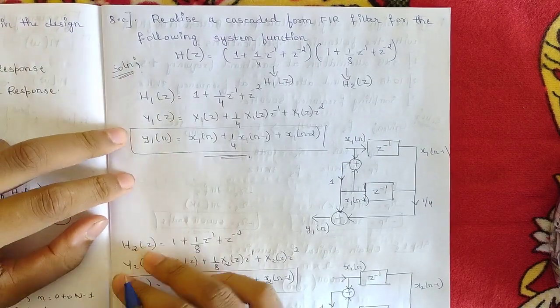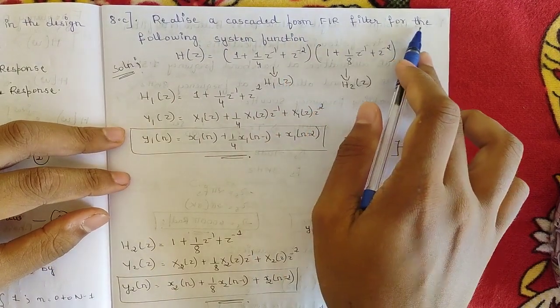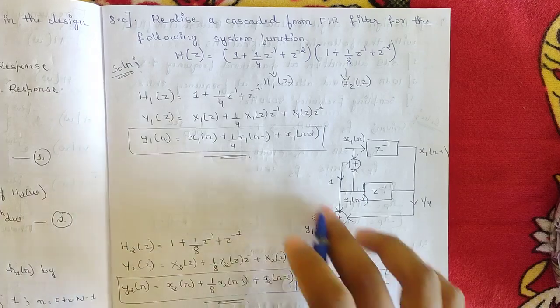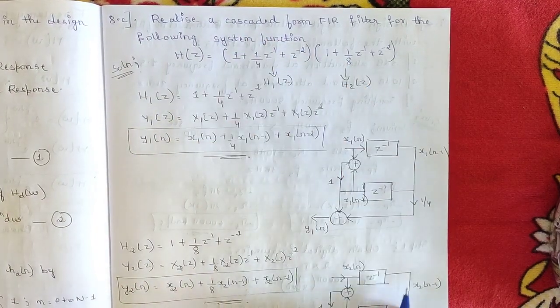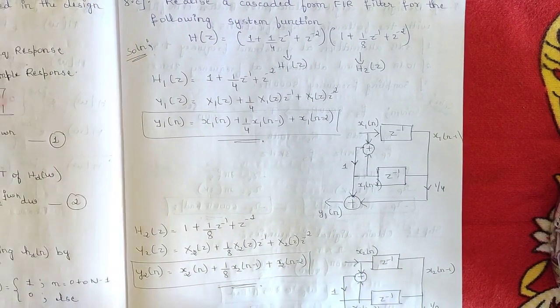This is the next question, 8c. Realize a cascaded form FIR filter for the following system function. So this is the next question. Again, they mention to write the cascaded form structure. Again, cascaded form structures, it's very easy. I have told you how to do it in my lectures as well.